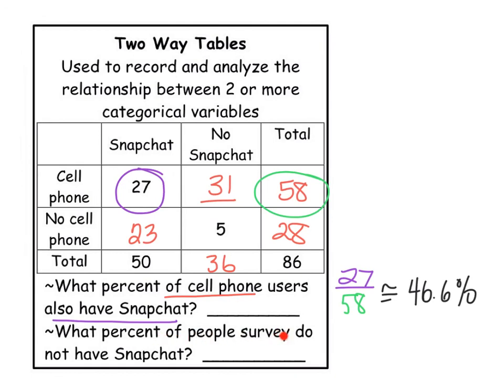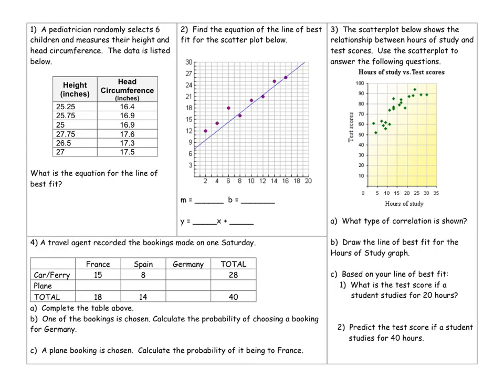Second question, what percent of the people surveyed? And this should say surveyed. Those people surveyed are 86. So of those 86 people that were surveyed, how many do not have Snapchat? No Snapchat would be 36. And as a percent, that is about 41.9%.